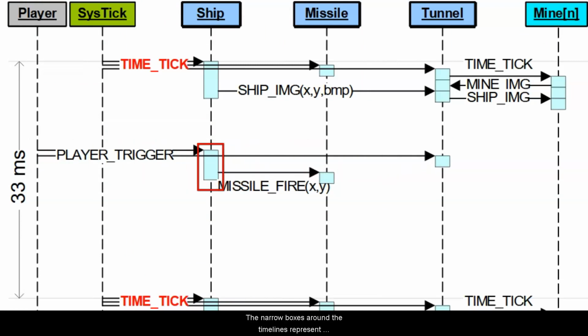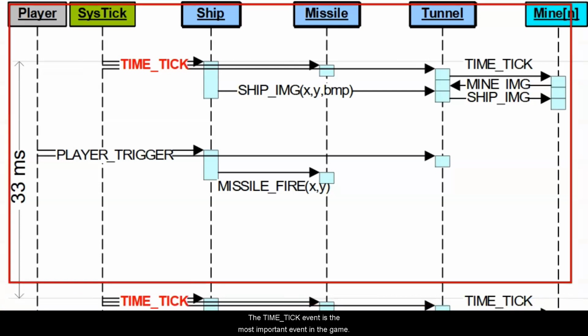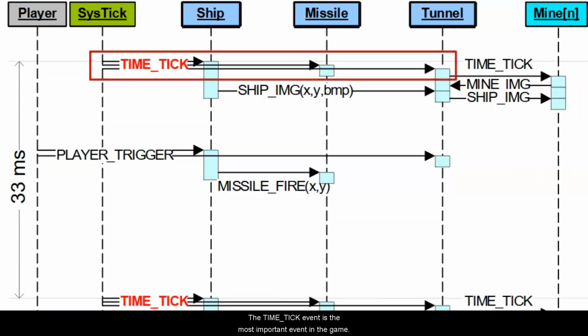The narrow boxes around the timelines represent activations, meaning here run-to-completion steps in various components. A sequence diagram like that can show you only specific scenarios, so you should choose the most interesting scenarios that illustrate how the application handles the most representative situations. The time tick event is the most important event in the game.